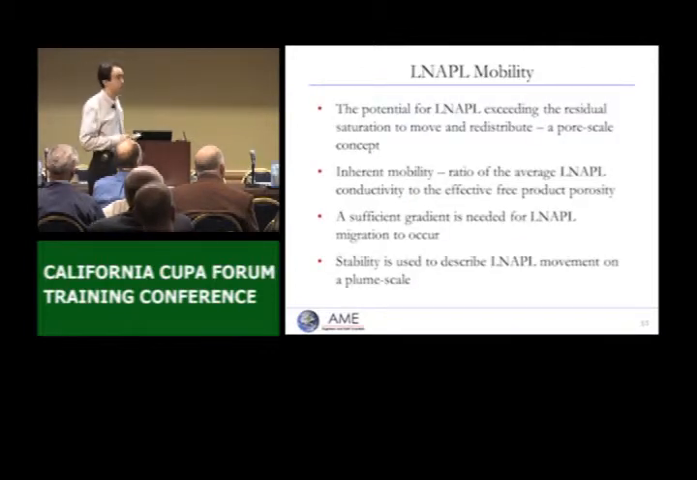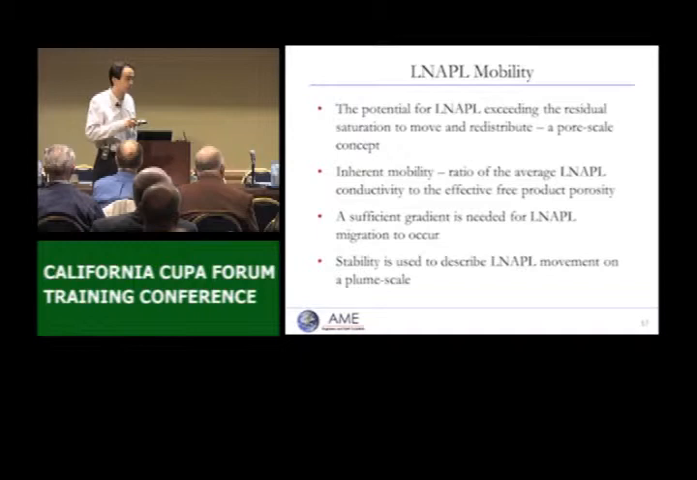Mobility. The mobility is kind of similar to conductivity. Sometimes people use them interchangeably. They're slightly different. Mobility is defined as a potential for LNAPL at a saturation that exceeds its residual saturation levels so that it can move and redistribute in a pore space, in a pore network. This is a pore scale concept because when we're talking about residual saturation, it's on a pore scale or at a single sample point. It's not for the whole plume. For the whole plume, you rarely talk about the mobility because it's different everywhere in the plume.